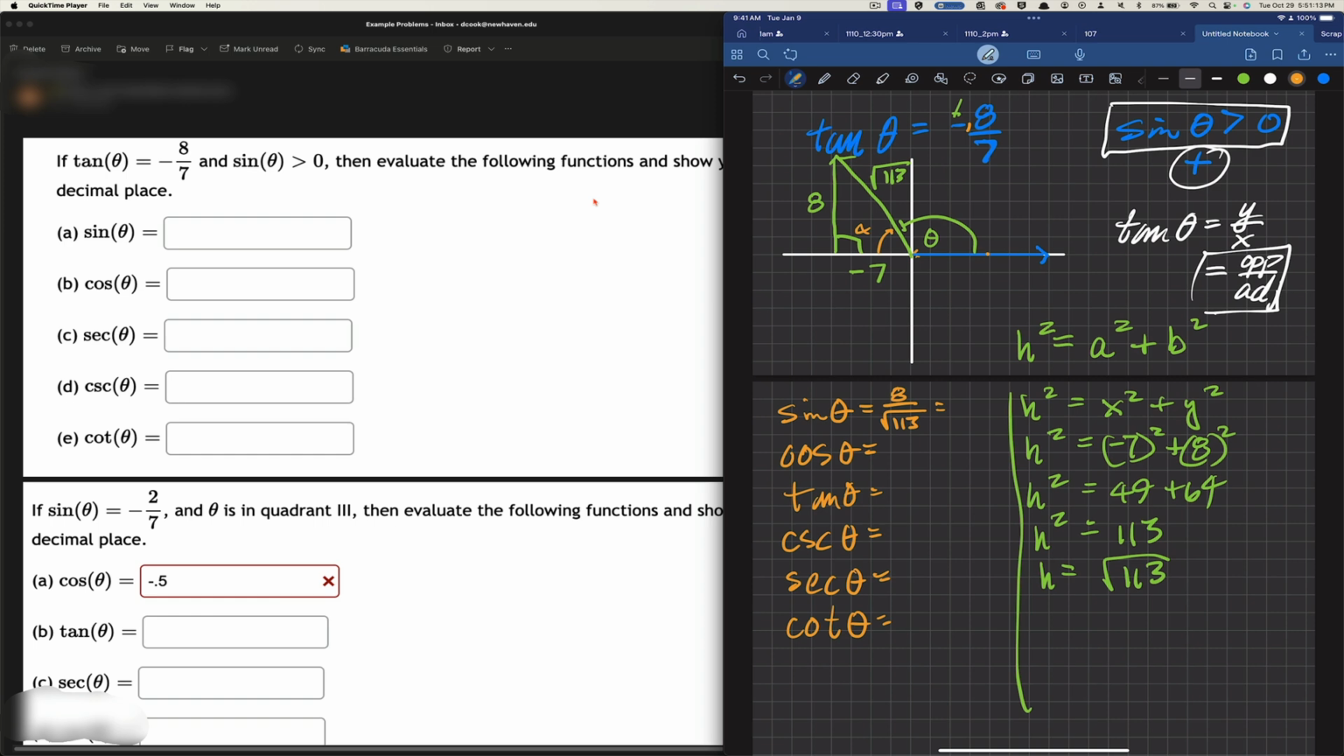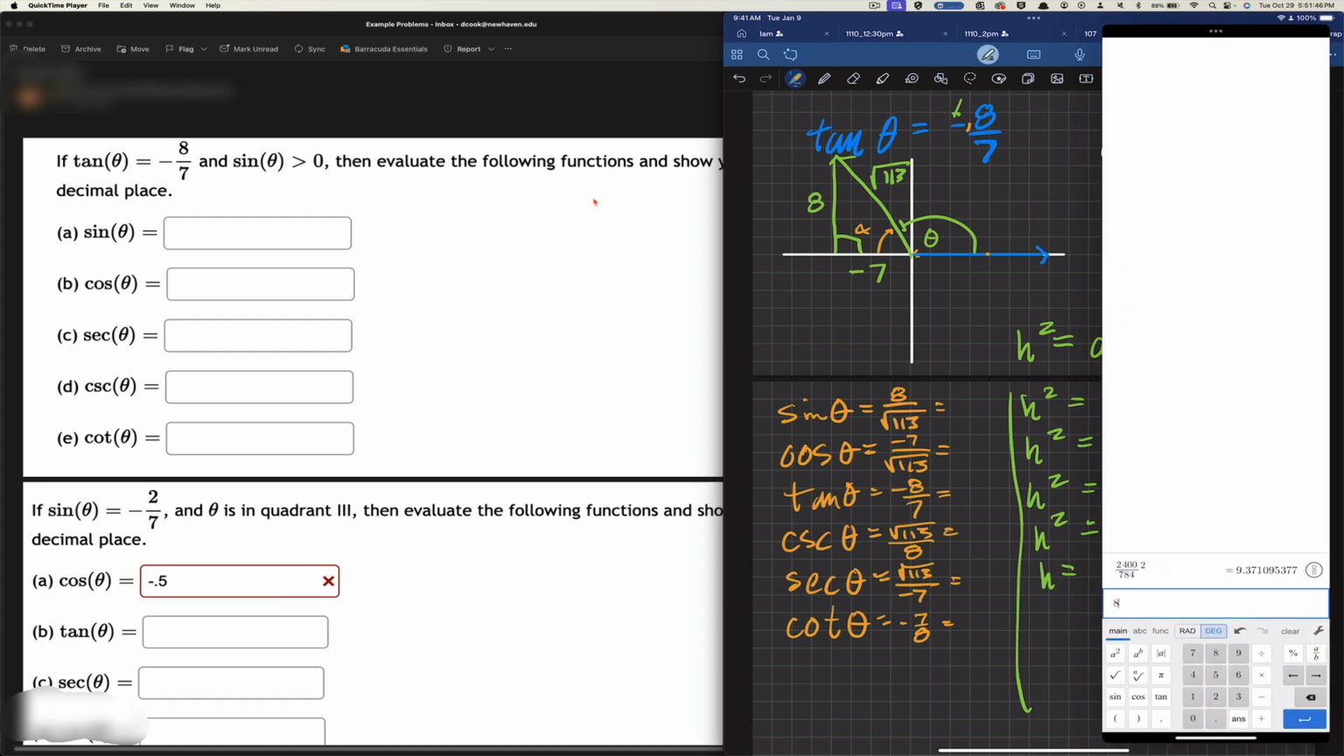Cosine is going to be the adjacent leg, -7, divided by the hypotenuse. And tangent is going to be -8/7, because that's what's given to us. We don't have to do any arithmetic or thinking there. Cosecant is the reciprocal of sine, so that's square root 113 over 8. Secant is the reciprocal of cosine, so that's square root 113 over -7, or you could say -7 square root 113 over 7. Cotangent is going to be -7/8 because it's the reciprocal of tangent. All right, so now we're going to jam this into the calculator.